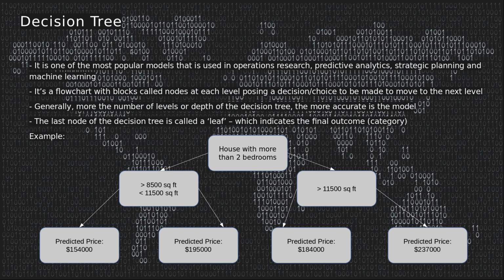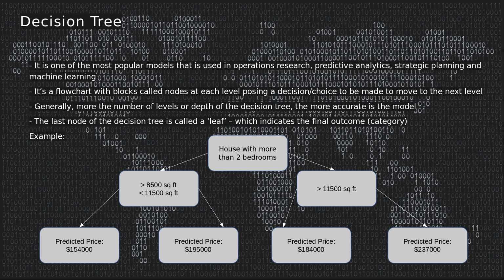Now coming to the next model, which is the decision tree. Decision tree is one of the most popular models that gets used, and it is very commonly used in predictive analytics, strategic planning, extrapolation, recommendation, and machine learning overall. Decision tree is a very commonly used algorithm.